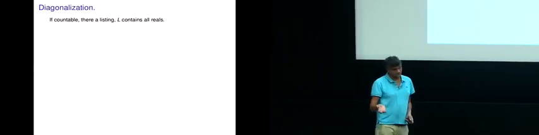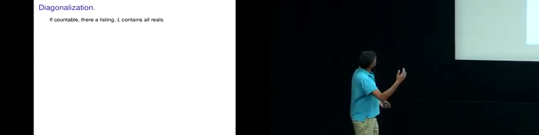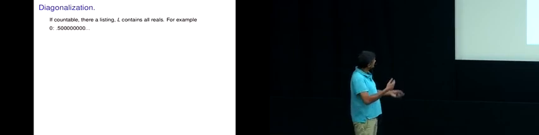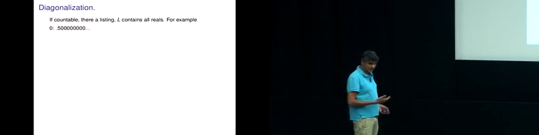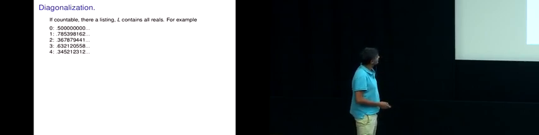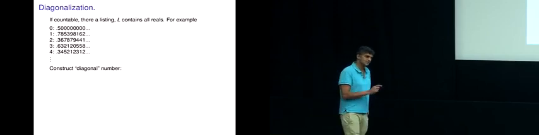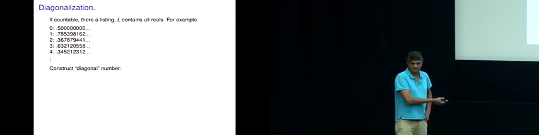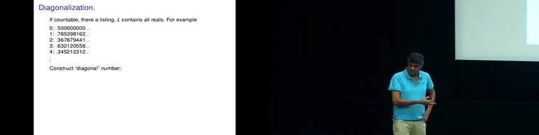Okay, so now the point is, if I want to show that these things are not countable, I'm going to do a proof by contradiction. I'm going to assume they are countable. If they're countable, there is a listing L that contains all the reals. It looks like that, right? The 0th one might look like 0.5 with all zeros. The first one might be this one, and so on. I'm going to construct a number that's not on this list. If I construct a real number that's not on this list, does this list contain all the real numbers? No.